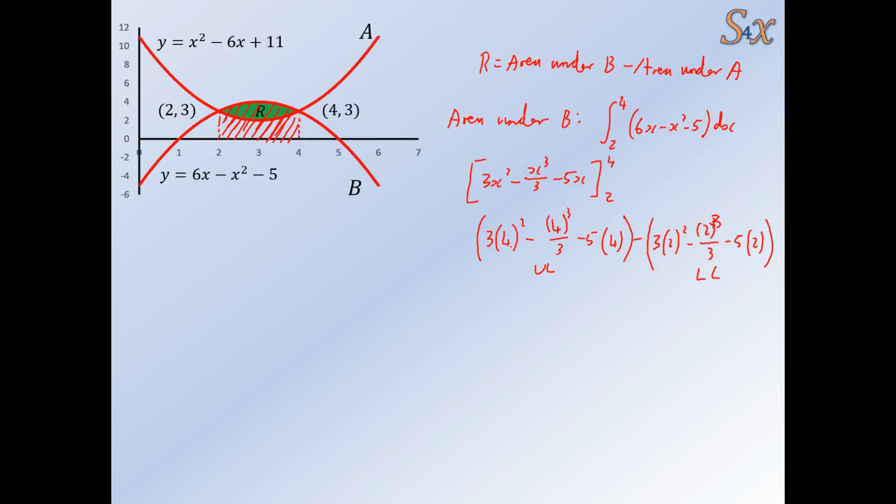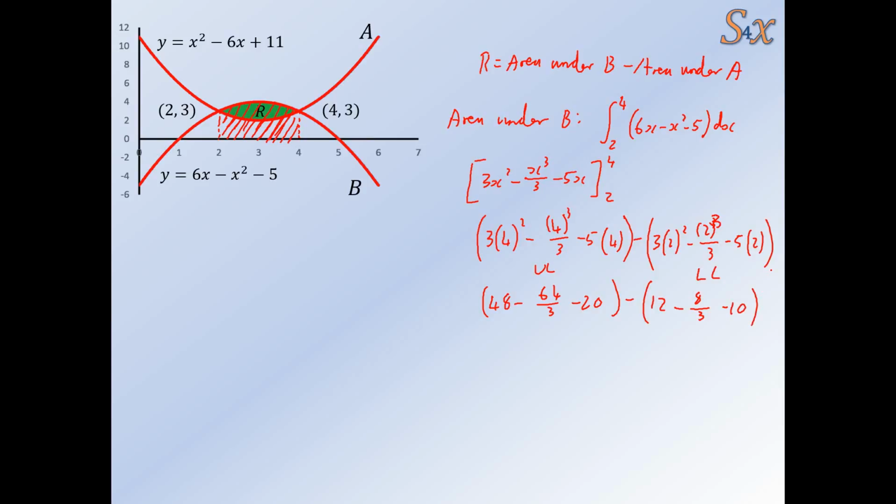So you could just put all this in the calculator, but I'm going to work out each term just to make sure we don't go wrong. So 3 times 4 squared is 16 times 3, which is 48, minus 64 over 3 minus 20. And I'm going to take away 2 squared is 4, times 3 is 12, minus 8 over 3 minus 10.